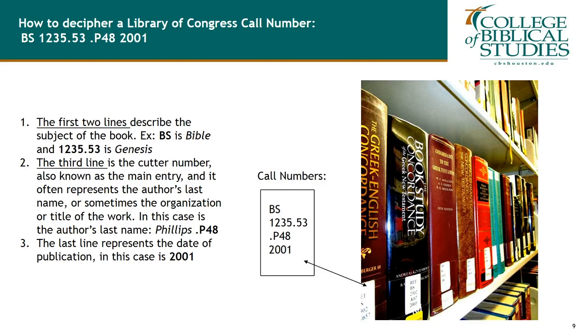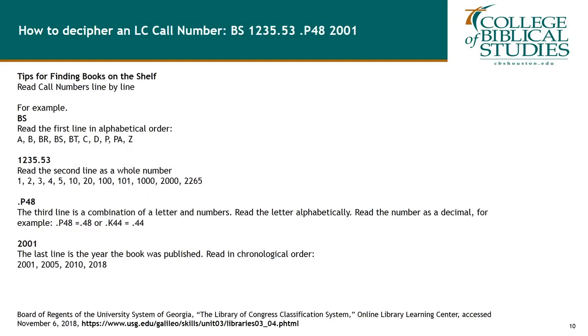I recommend that you read call numbers line by line. Beginning with the first line, determine the alphabetical order. Then read the second line as a whole number. The third line is a combination of a letter and numbers. Read the letter alphabetically and the number as a decimal. The last line is the year the book was published. Read this in chronological order.